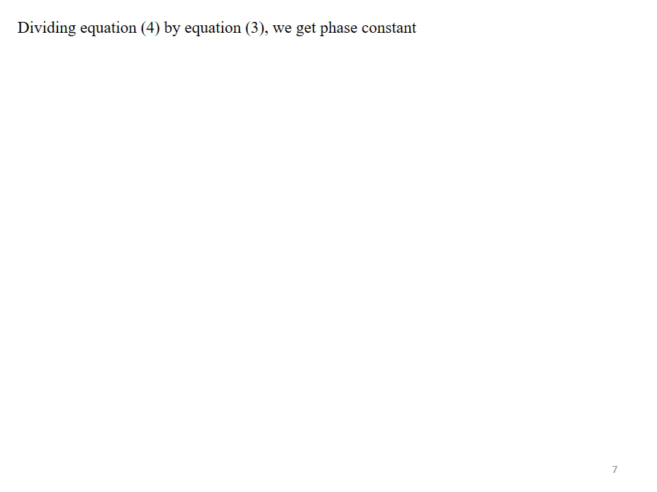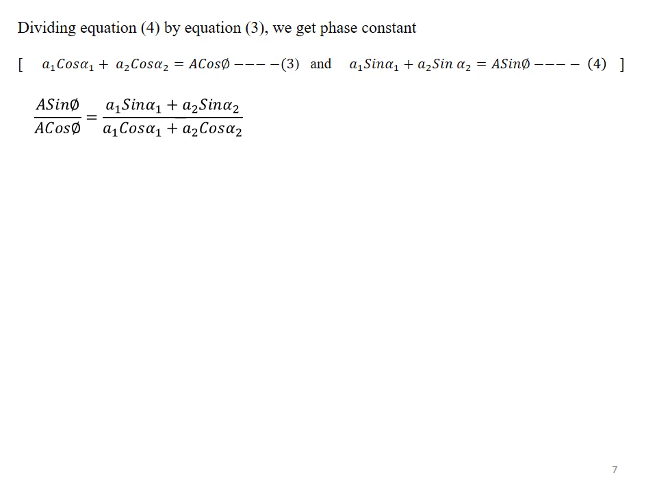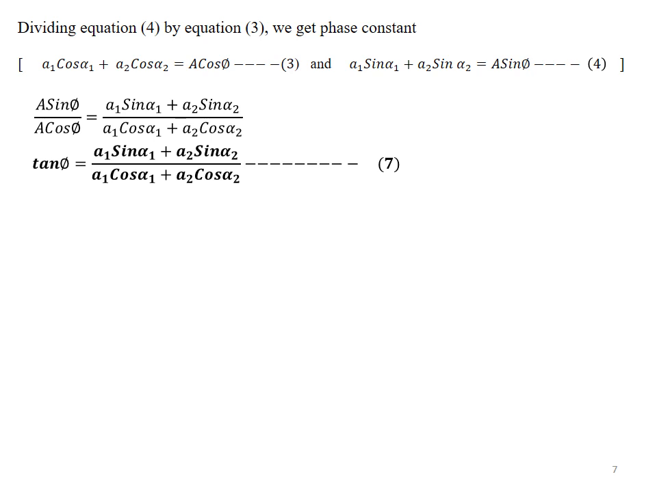Then dividing equation 4 by equation 3, we get the phase constant, that is A sin phi divided by A cos phi is equal to (a1 sin alpha 1 plus a2 sin alpha 2) divided by (a1 cos alpha 1 plus a2 cos alpha 2). Then LHS becomes tan phi, RHS as it is, (a1 sin alpha 1 plus a2 sin alpha 2) divided by (a1 cos alpha 1 plus a2 cos alpha 2), equation number 7.